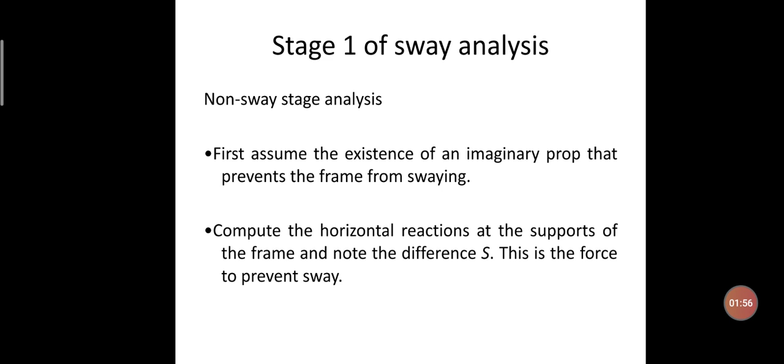I just repeated, when we come to the analysis of a portal frame, there are basically two stages. One is the non-sway analysis stage, and the second one is the sway analysis stage. In the non-sway analysis stage, we first assume the existence of an imaginary prop that prevents the frame from swaying, and then we determine the horizontal reactions at the supports of the frame, and the difference between the horizontal reactions at the supports is taken as S. So this force S is responsible for prevention of sway.